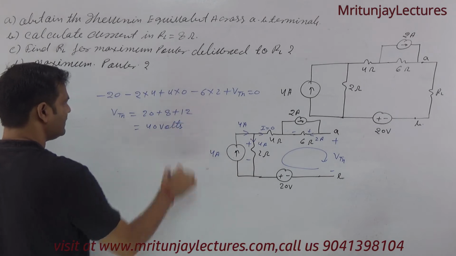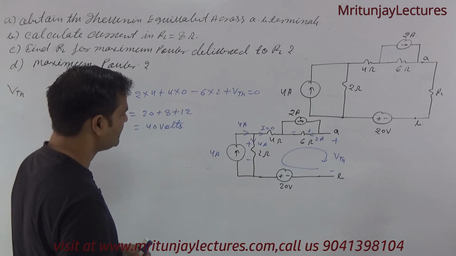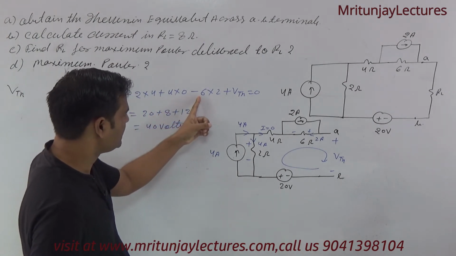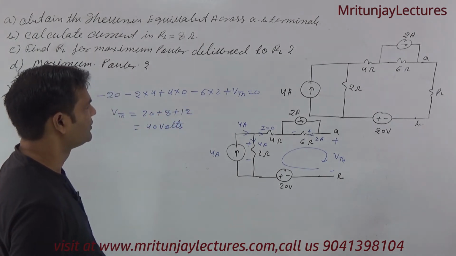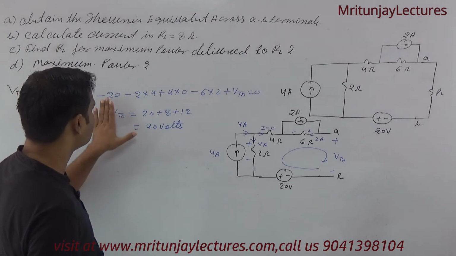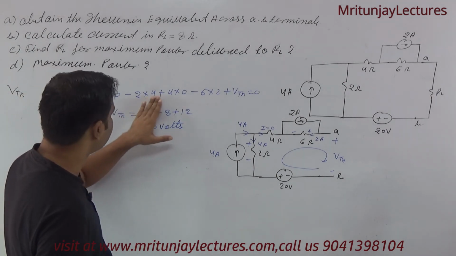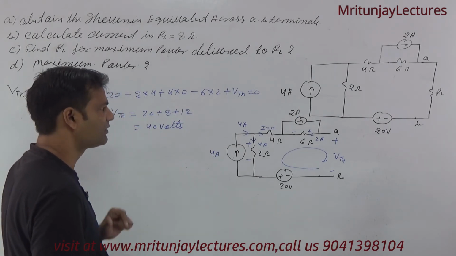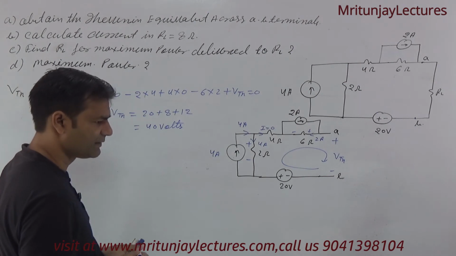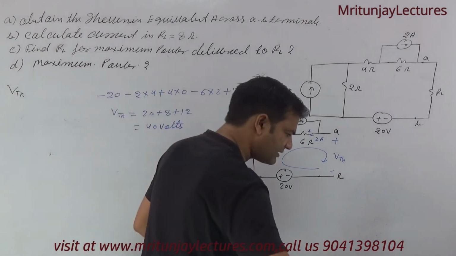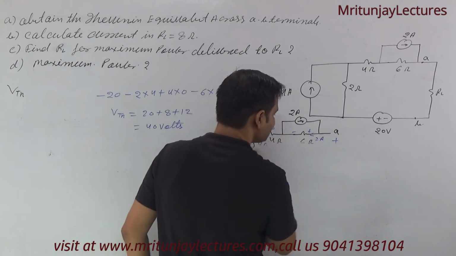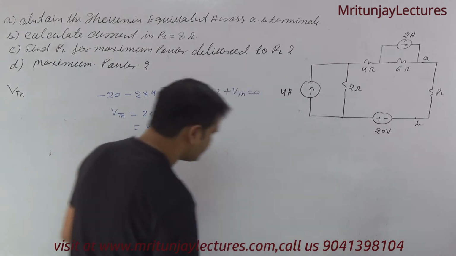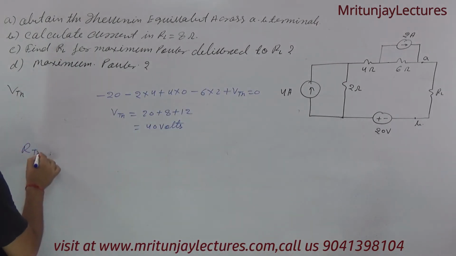Clear or not? If any doubt, then tell me and I will solve again. 4 minus 20, clear, 4 into 0, and this is 6 into 2. So clear cut. 20 plus 8 plus 12, finally 40 volt. 40 volt is the answer corresponding to VTH. Now the next target is, what about RTH? If you determine RTH, then all independent sources are reduced to 0. Our motto is RTH. How can we determine RTH?